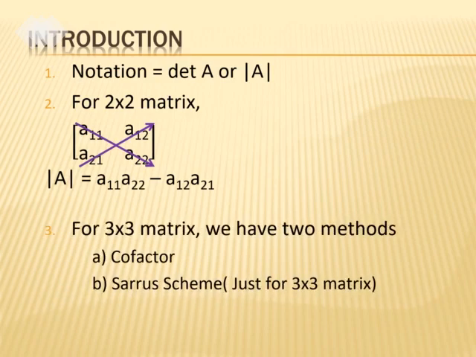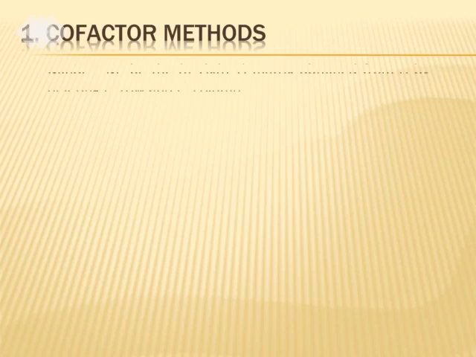For 3 by 3 matrix, we have two methods. First one is cofactor and the second one is zero scheme. Zero scheme just for 3 by 3 matrix. So 4 by 4 matrix, 5 by 5 and so on, you have to use cofactor. Next, the first one we go for cofactor methods.